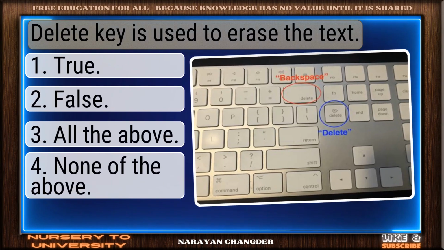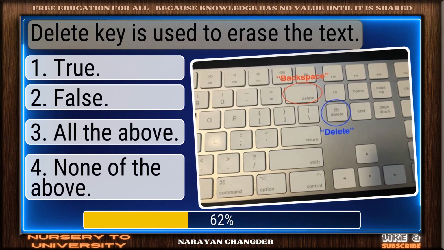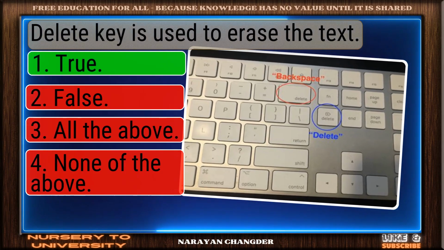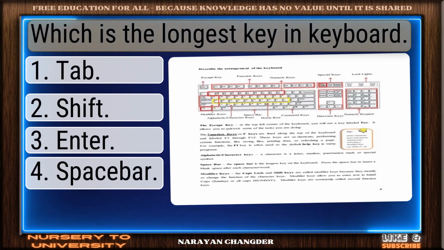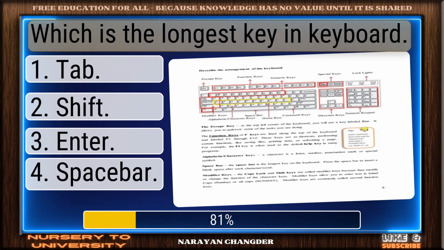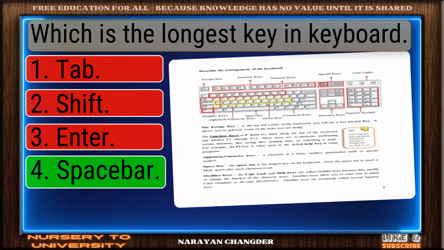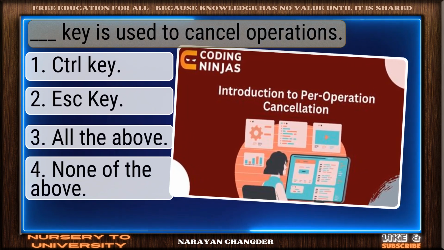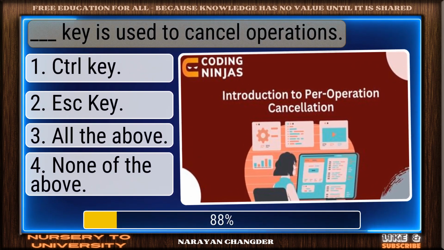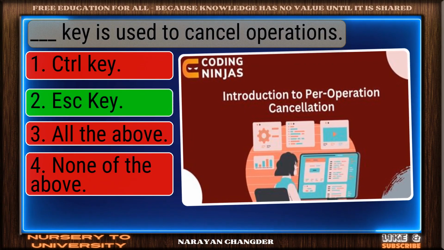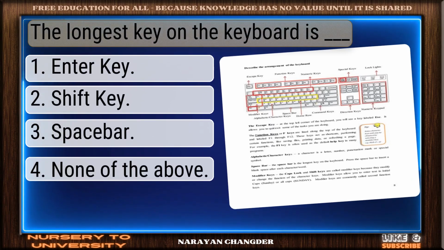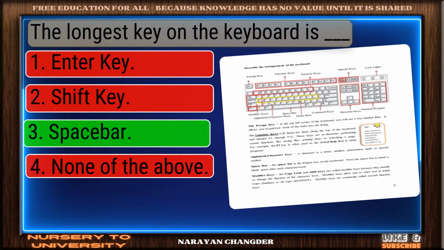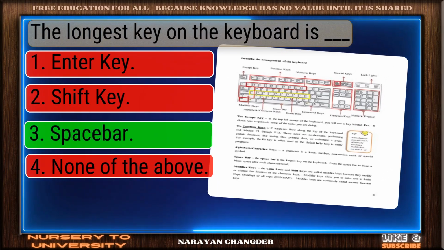Delete key is used to erase the text. Nicely done. True is a solid answer. Which is the longest key in keyboard? Exactly. Spacebar makes sense. Dash key is used to cancel operations. Good job. S key works well here. The longest key on the keyboard is dash. Correct response. Spacebar is the most accurate answer.